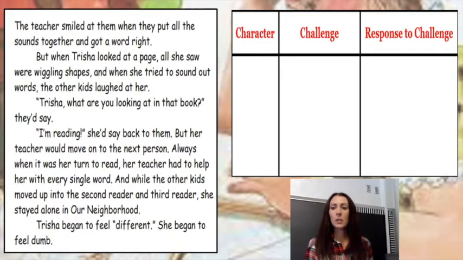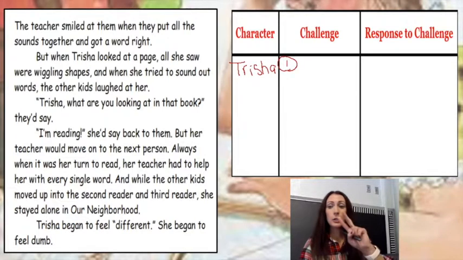All right, so as I took a look at that and I was reading, it's clear that our character is Trisha. So that's who we're going to be talking about. And Trisha has also encountered two challenges. When I was reading this, the first challenge that I noticed was that Trisha couldn't read.